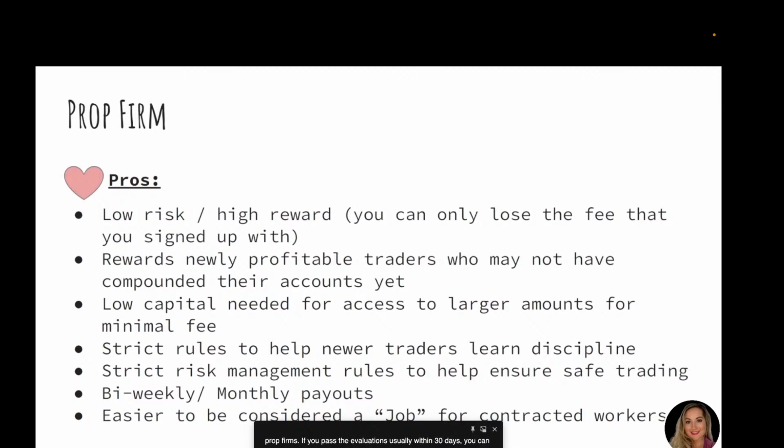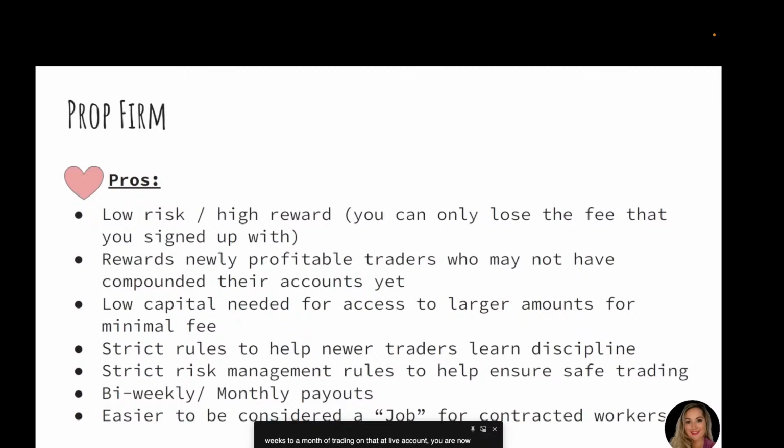Whenever their payouts are, it depends. Every firm is different. Some firms have bi-weekly payouts, some have monthly payouts, but typically after you pass the evaluation and you get your live account, usually within 2 weeks to a month of trading on that live account, you are now eligible to receive your payout, which can be good for people who are looking to make money a little bit faster than waiting to compound.